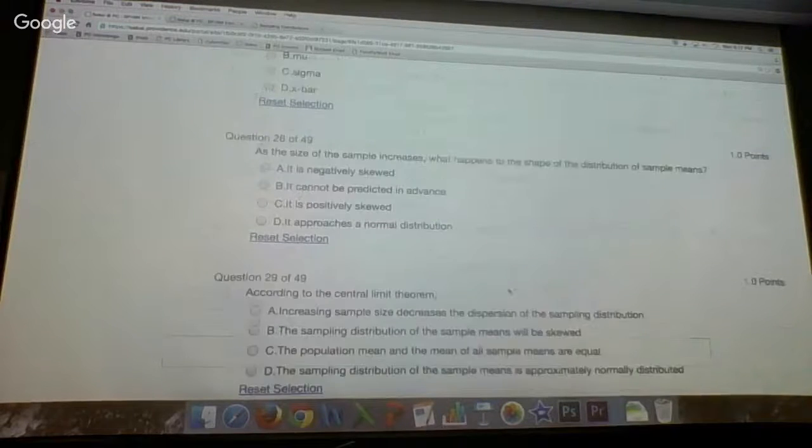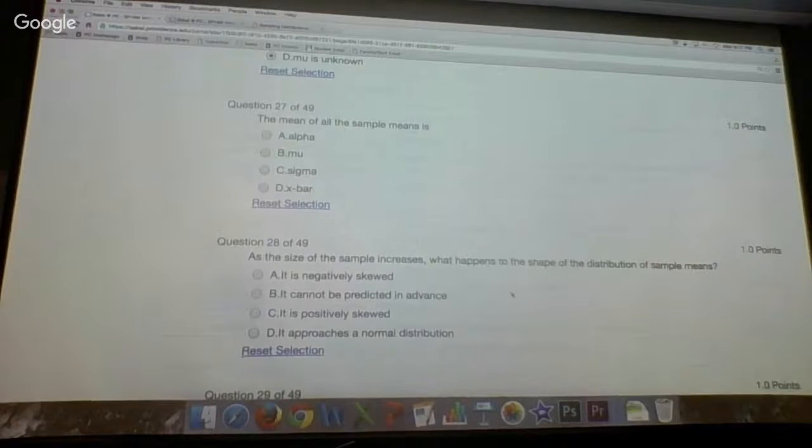26 down, some more to go. 27. The mean of all sample means is?